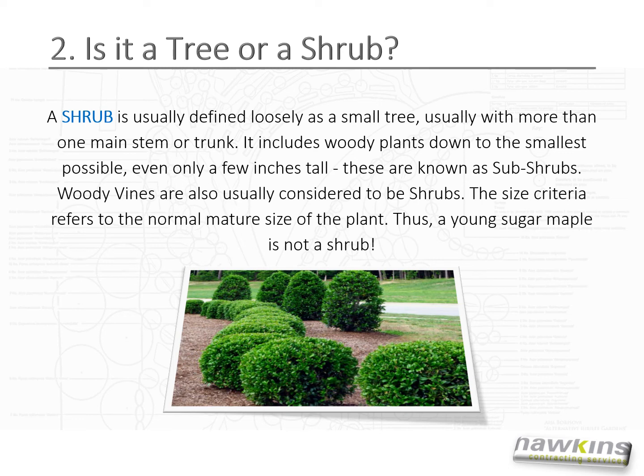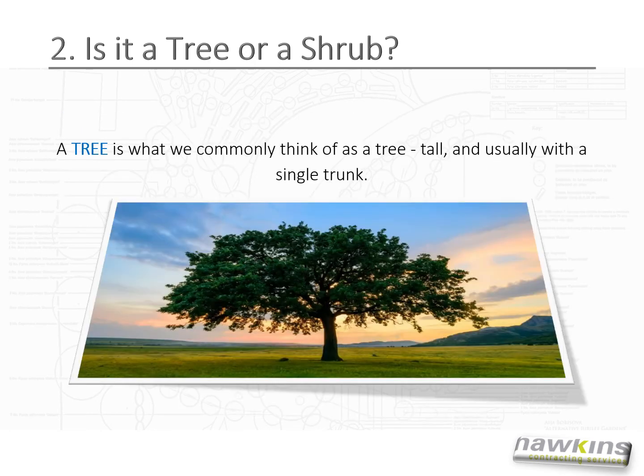The size criteria refers to the normal mature size of the plant. Thus, a young sugar maple is not a shrub. A tree is what we commonly think of as a tree, tall and usually with a single trunk.